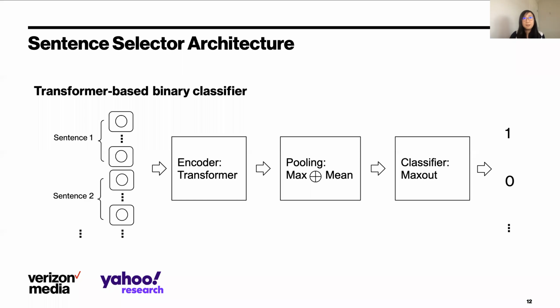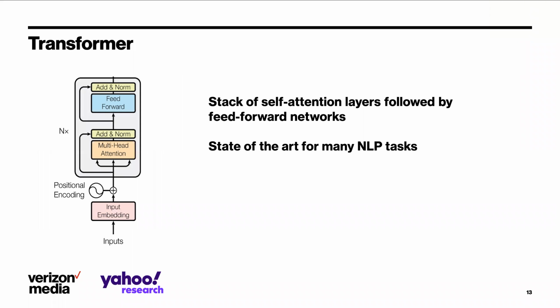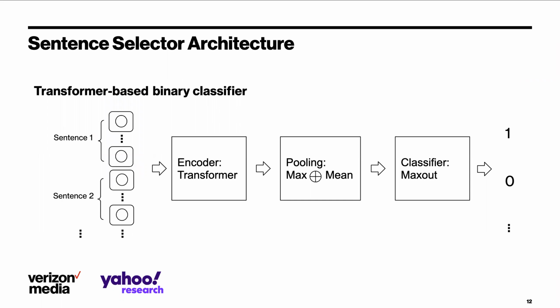So any question here? So would you be giving it all sentences at once or one sentence at a time? It's one sentence at a time. Okay, and then is that one binary label for each sentence? Yes. Okay.